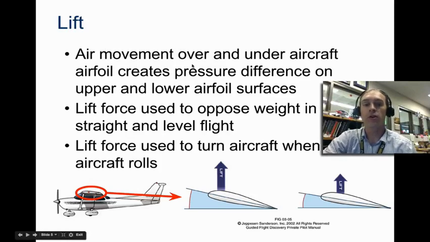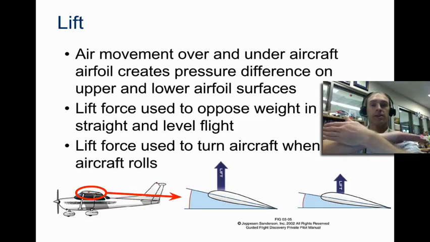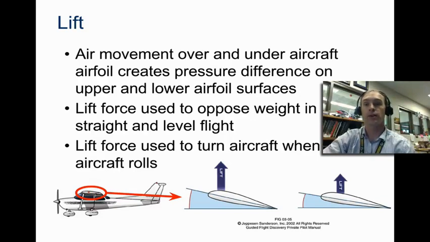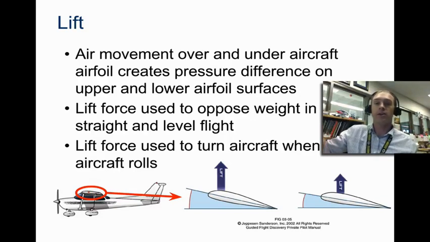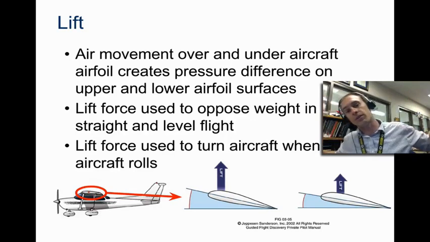So let's look at lift. It's air movement over and under an aircraft again. And the lift force is always opposite to the weight. Lift force is also used to turn aircraft when the aircraft rolls, because your ailerons produce different amounts of lift. As your ailerons move in either direction, remember, at the outsides of the wings, they're creating different lift. If you have greater lift on the left side, then you're going to end up rolling to the right. If you have greater lift on the right side, then you roll to the left.